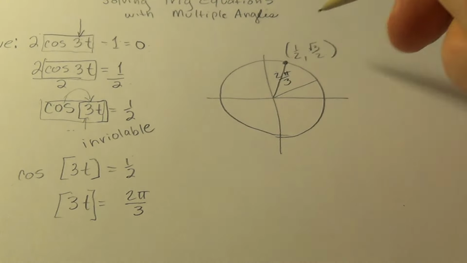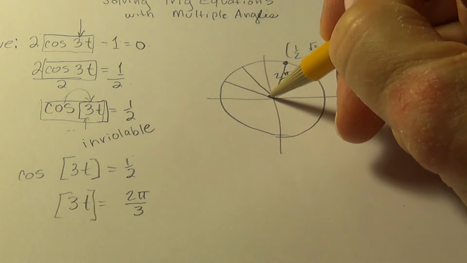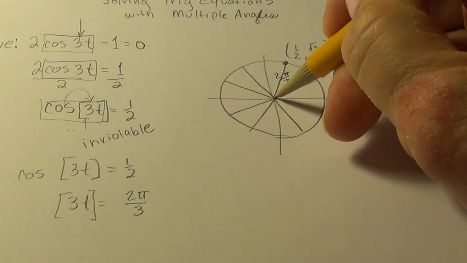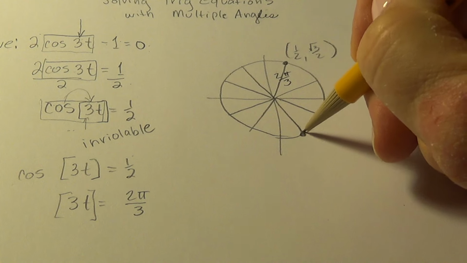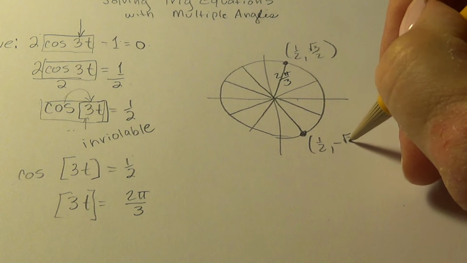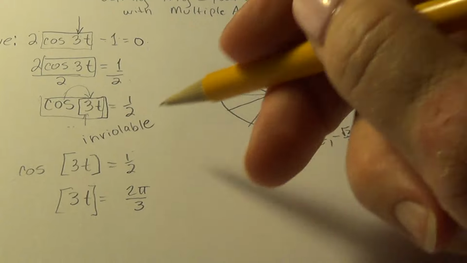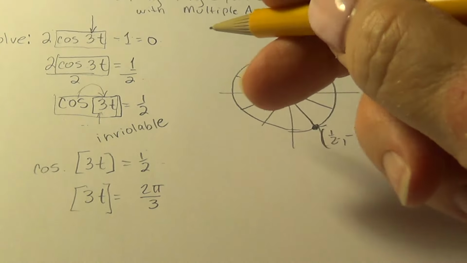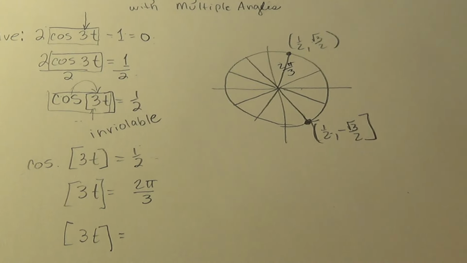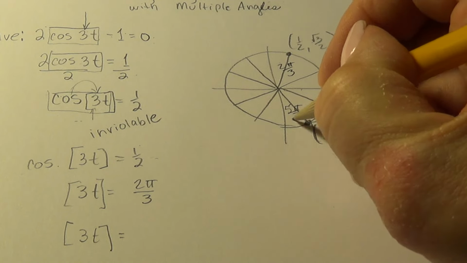And let's see if there's another spot. Over here the cosines are negative, and down here as well, so it must be over here. Is it right here? So here we go over 1/2 and down negative square root of 3 over 2. So we can see the first coordinate is positive 1/2. That's the cosine. So another place this happens is where 3t is, what's that one? 5 pi over 3.